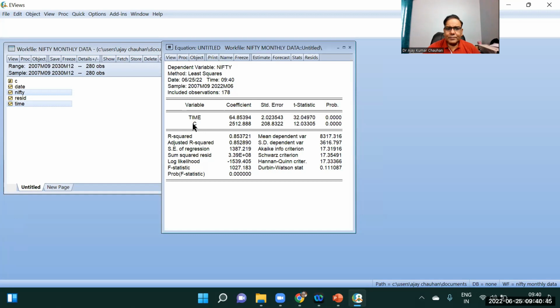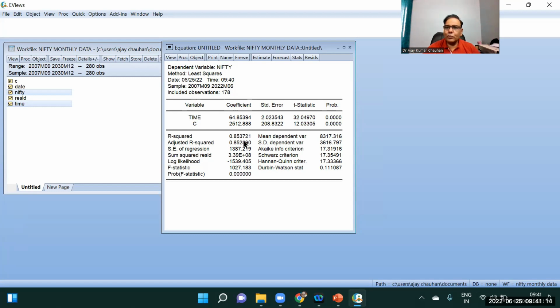so this C is constant and 64, you can see 64, is representing the trend. It means on an average, Nifty increases by 64 points every month in the last around 25 years. In the last 25 years, the Nifty on an average increases by 64 points every month. It is significant. R square is 85%.